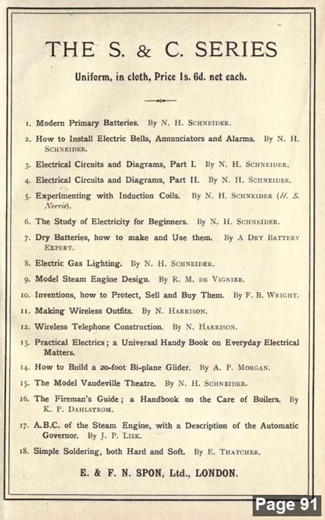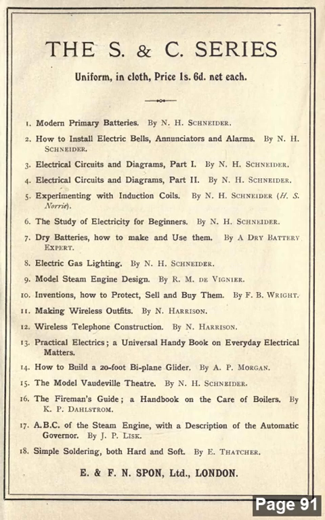Price 6d. net. 1. Modern Primary Batteries by N. H. Schneider. 2. How to Install Electric Bells, Annunciators, and Alarms by N. H. Schneider. 3. Electrical Circuits and Diagrams, Part I by N. H. Schneider. 4. Electrical Circuits and Diagrams, Part II by N. H. Schneider. 5. Experimenting with Induction Coils by H. S. Norrie. 6. A Study of Electricity for Beginners by N. H. Schneider. 7. Dry Batteries, How to Make and Use Them by a practical expert. 8. Electric Gas Lighting by N. H. Schneider.